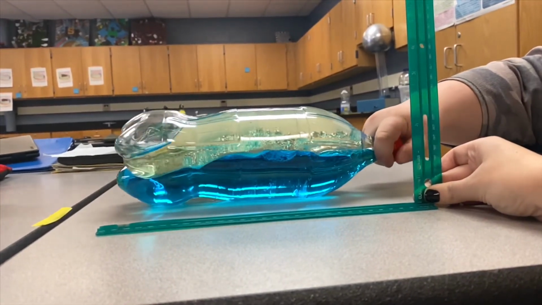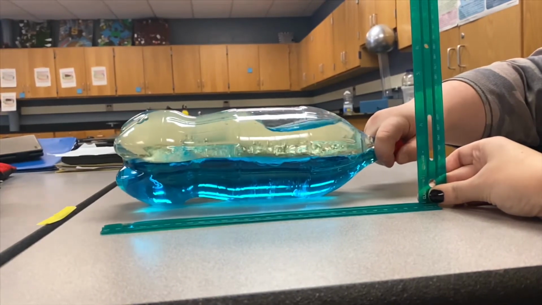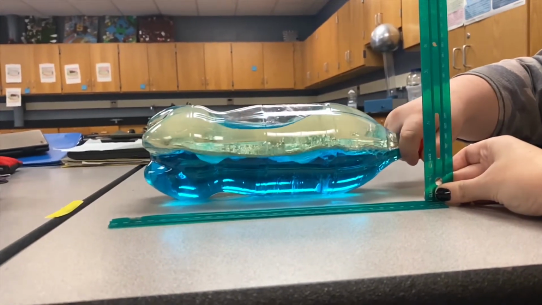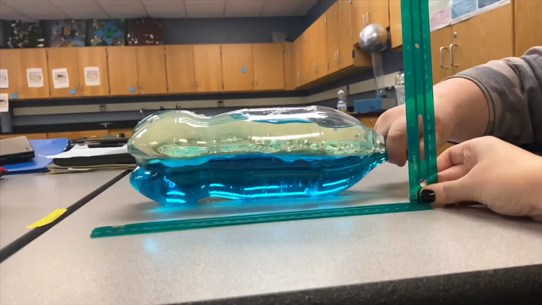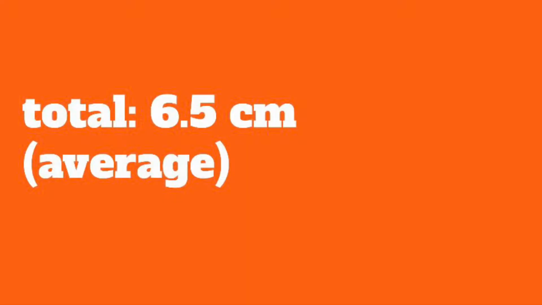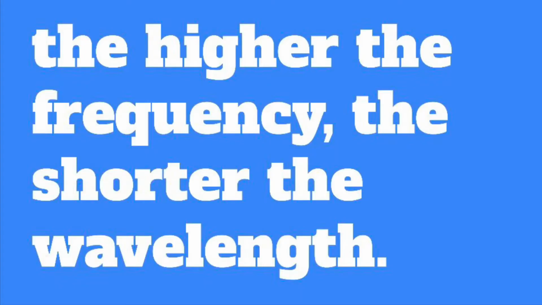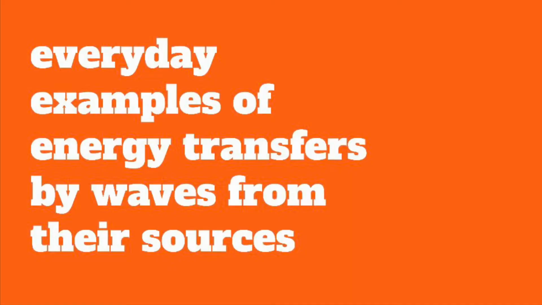This can effectively show the correlation between frequency and wavelength, which can be simplified into a small phrase. The higher the frequency, the shorter the wavelength. With a more in-depth look, that phrase simply translates into this: waves with higher frequencies have shorter wavelengths and lower frequencies have longer wavelengths. They are related inversely. Now we can move on to everyday examples of energy transfers by waves from their sources.